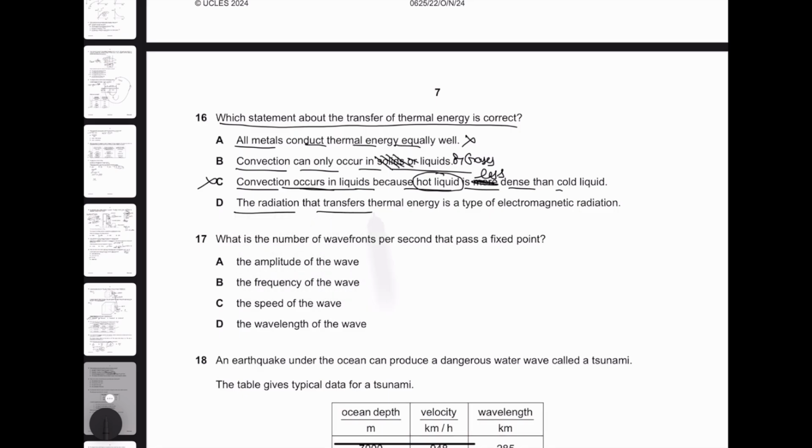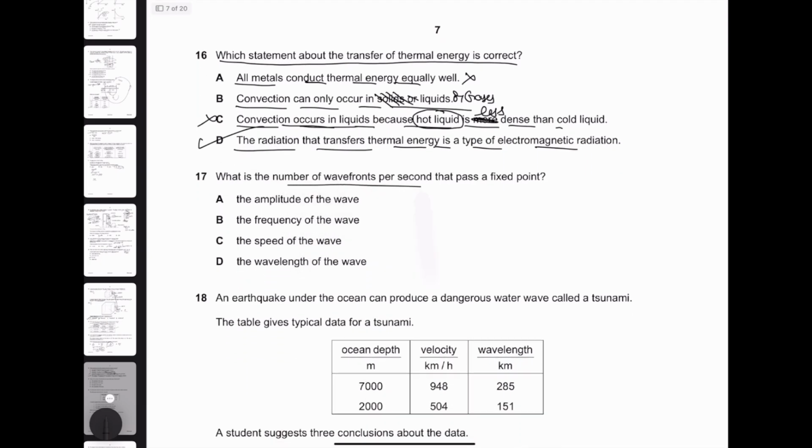The radiation that transfers thermal energy is a type of electromagnetic radiation, that is correct. It can be infrared, visible, ultraviolet. From the sun, the radiation or the heat we receive is in the form of ultraviolet, infrared, and visible. So it is correct. Answer is D. What is the number of wavefronts per second? We know that this is frequency, so the answer should be B.